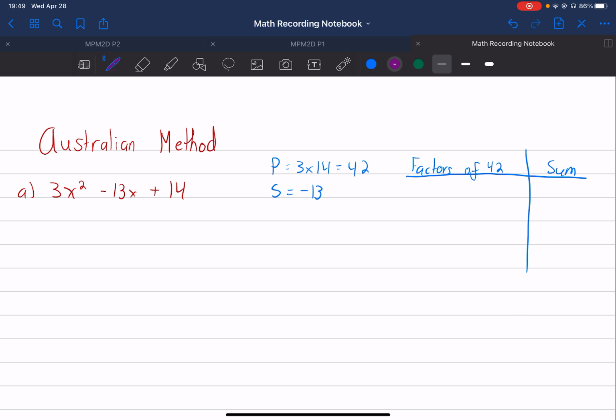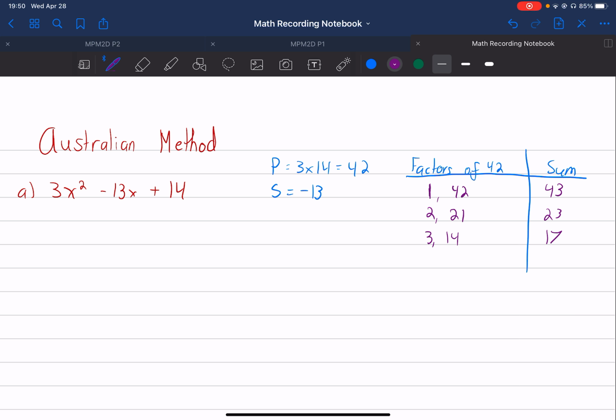So our first one is 1 and 42. Okay, well that gives us 43. Not what we're looking for. 2 and 21. That gives us 23. Not what we're looking for. 3 and 14. Okay, that gives us 17. We're getting closer, but still not what we're looking for. Okay, we're going to try dividing 4 into 42. That gives us a decimal. We don't want that. 5 into 42, again, gives us a decimal and not what we're looking for.